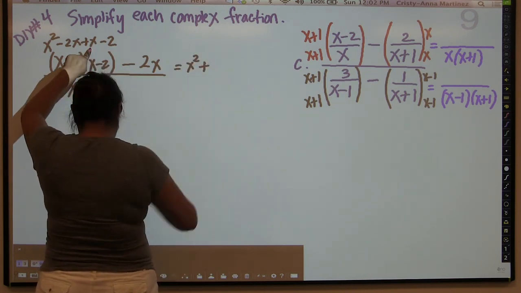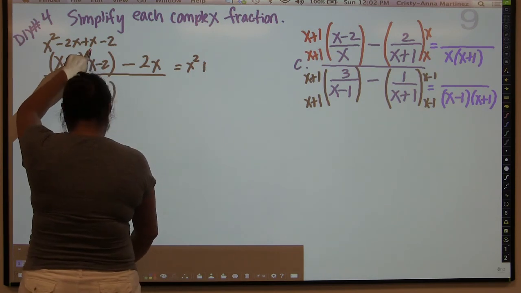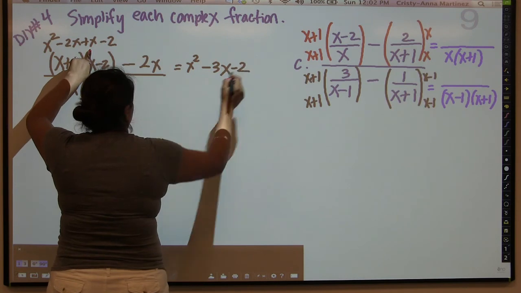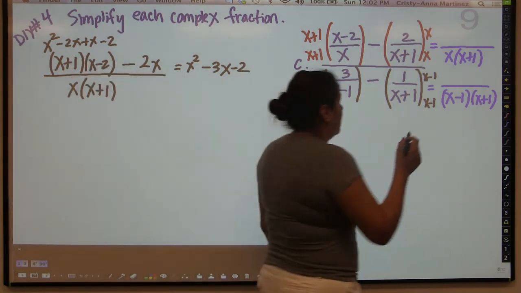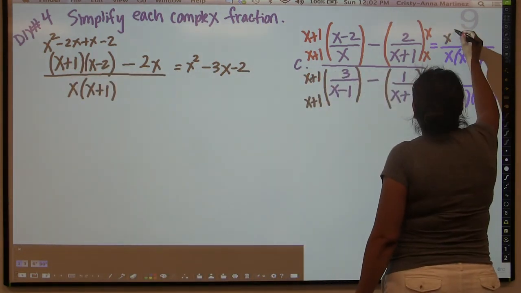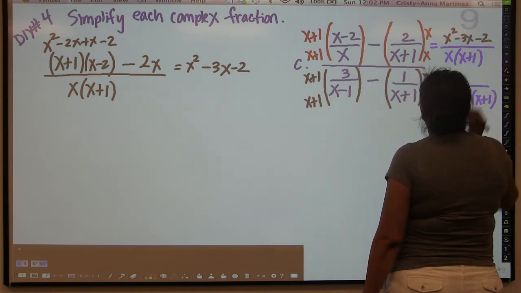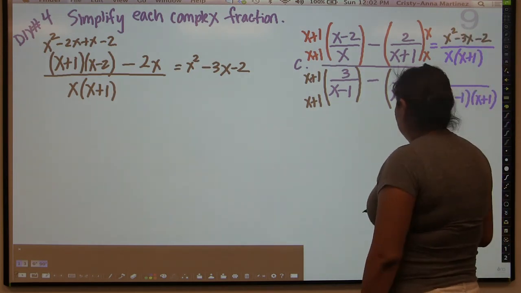Minus 3x minus 2, sorry, not plus, minus. And that's what goes on top here. X squared minus 3x minus 2, all over x times x plus 1.